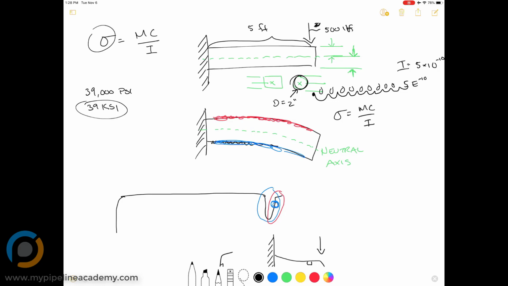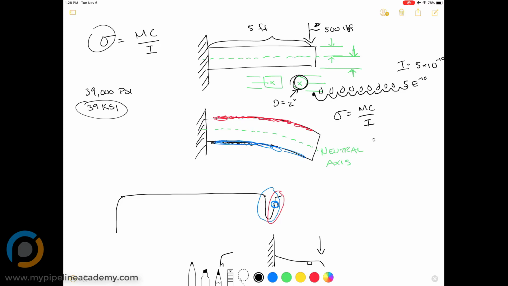So C, for a circle, is your diameter divided by 2. If it was a square, C would be your height divided by 2. It's just the distance from that neutral axis, which is going to be in the center for a circle or a square, to the furthest face. So D divided by 2, or H, your height, divided by 2 for a square. So we're saying circle. So let's put some numbers in here.